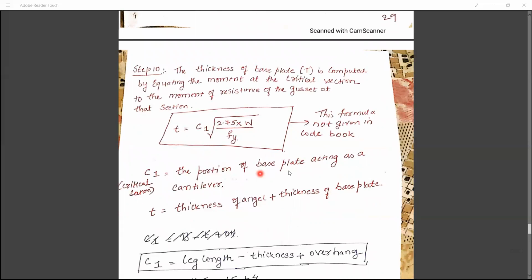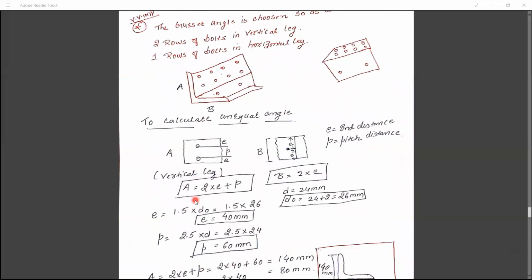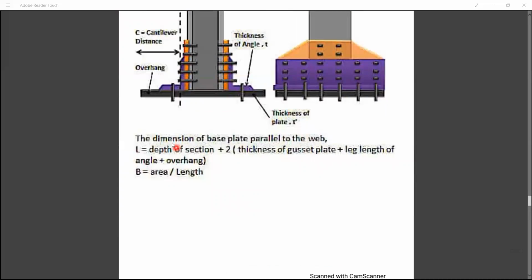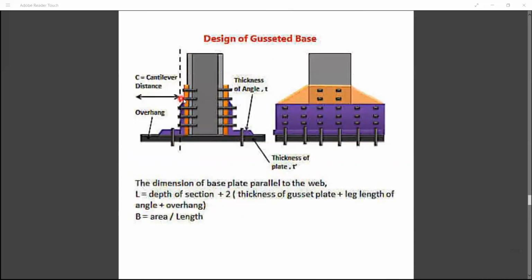C1 is the portion of base plate acting as a cantilever. T is the thickness of the angle plus thickness of the base plate. This portion of the base plate is acting as a cantilever. See, if you see the figure here, the gusset plate figure, whatever this C distance is, from this point to this point, this is the cantilever portion.